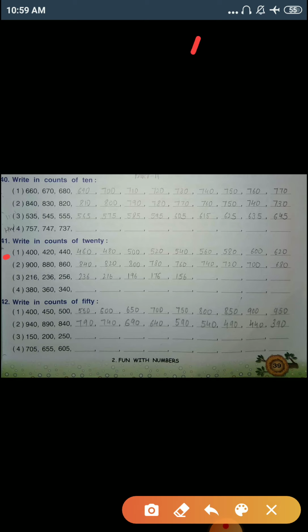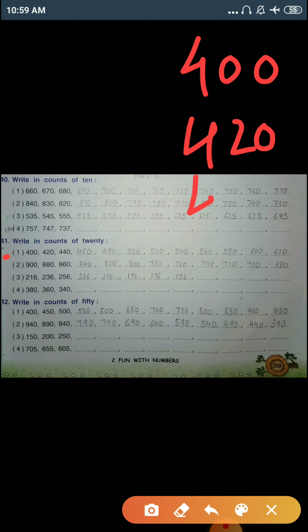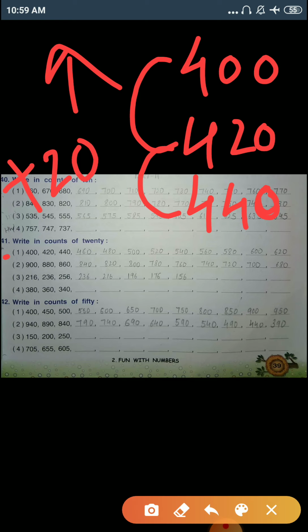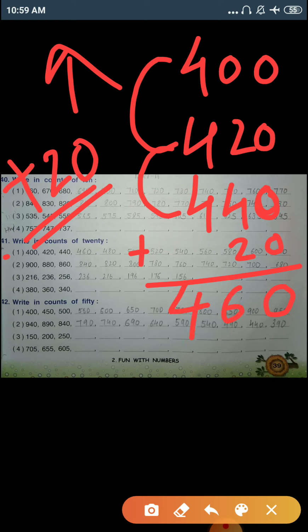Number 1: 400, 420, 440. Okay, this is the question. Now we are going to find out the next numbers. So you can see here 400, then 420, then 440. That means the numbers are in increasing order. That means we need to add 20 for finding out the next number. So adding 20 to this number gives you 0, 6, 4. That means the next number is 460.